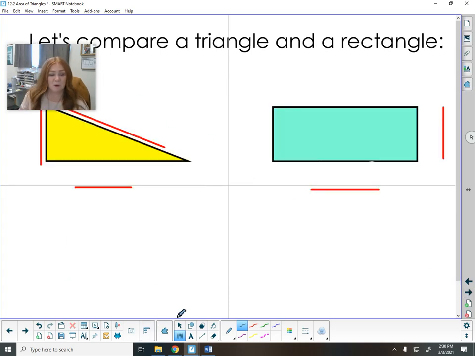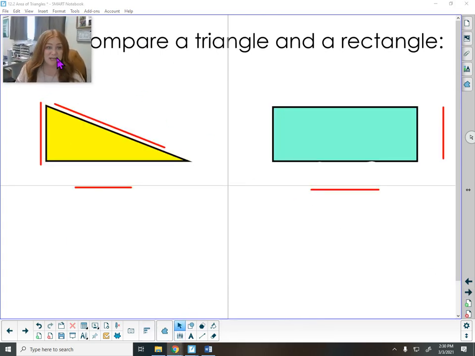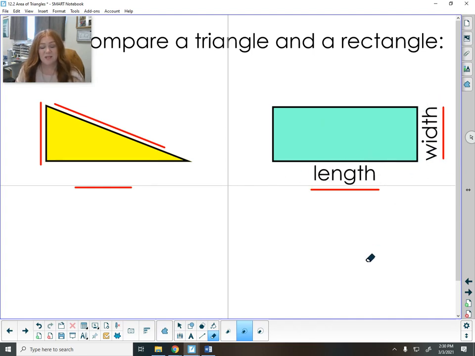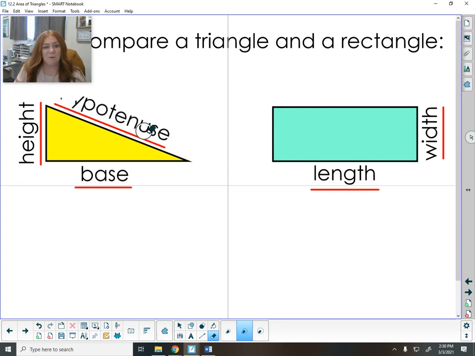So let's compare the words we use when talking about a rectangle and a triangle. So here we have, this is our length, this is our width. So remember when we did parallelograms, we turned it into the base. That's what it sits on. And then the height has to come straight up and down from a right angle. So this is our base. And then our height comes straight up and down. And then this is on a triangle, it's called a hypotenuse.